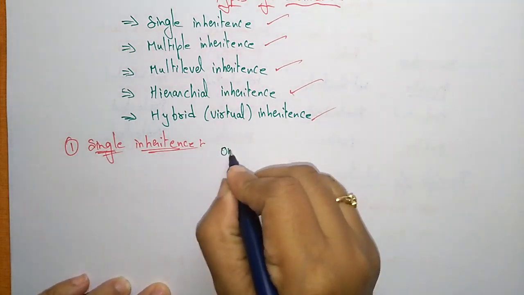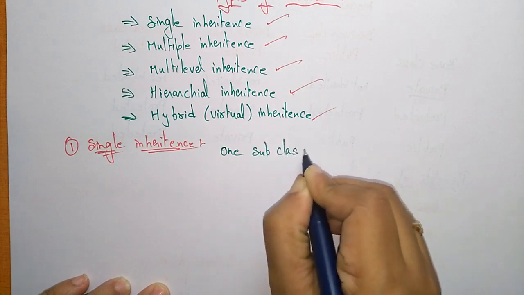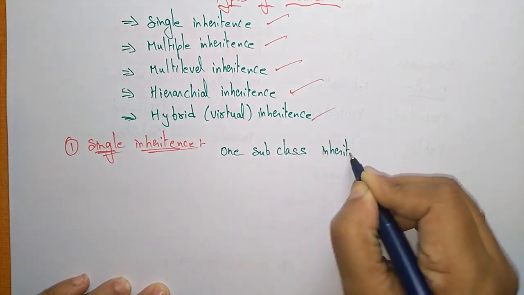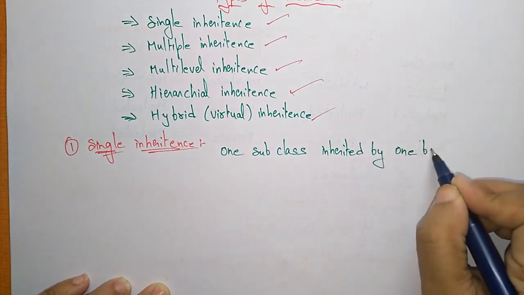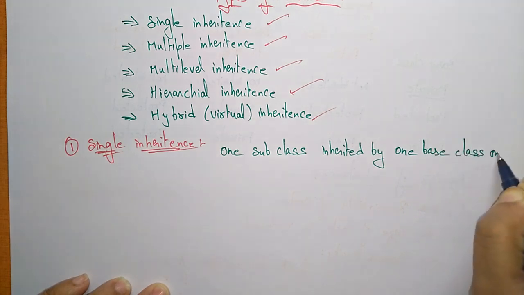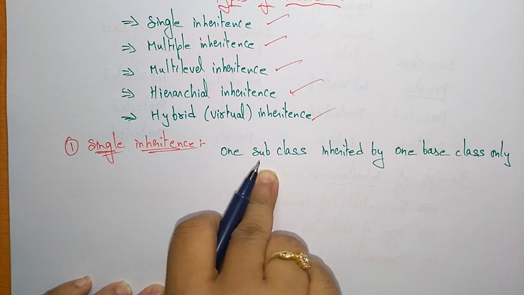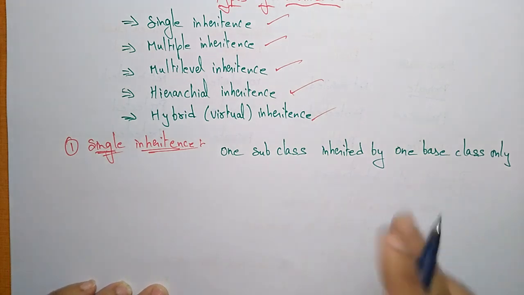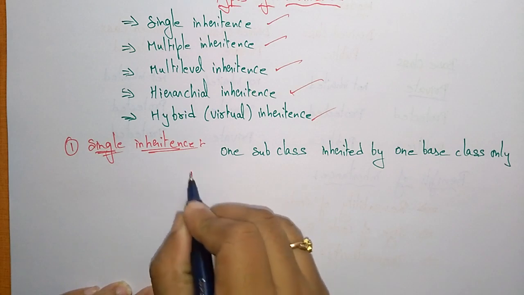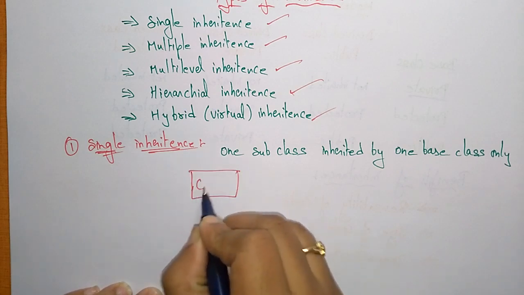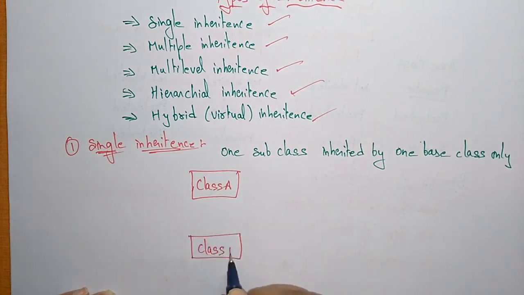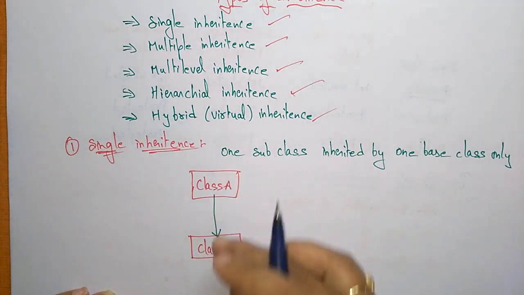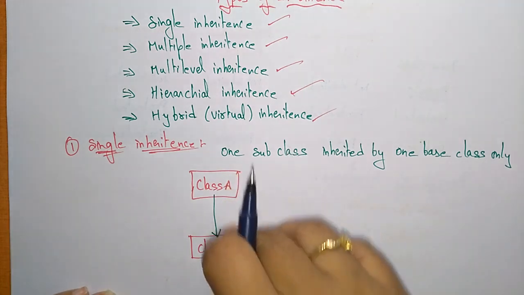Here one subclass is inherited from one base class only. I explained what a subclass is. Subclass is nothing but a derived class. So the base class is the parent class. Here this is class A and this is class B. So here class B inherits the properties of class A. Only one subclass and one base class.